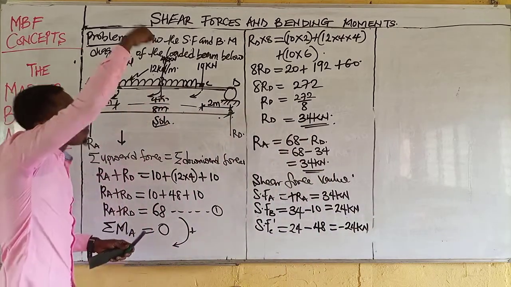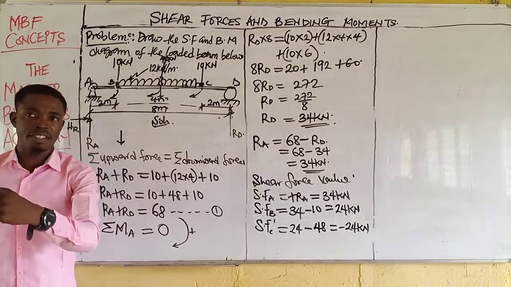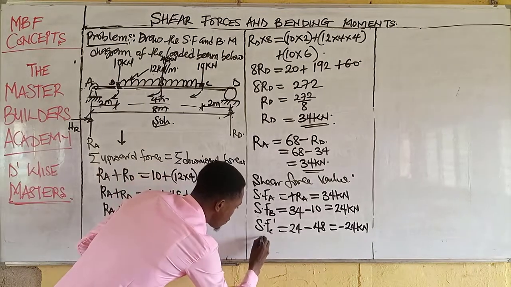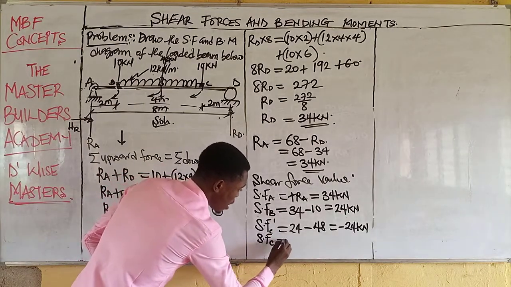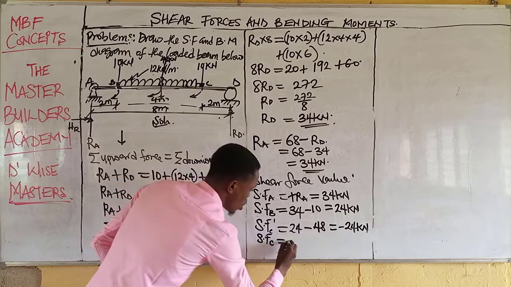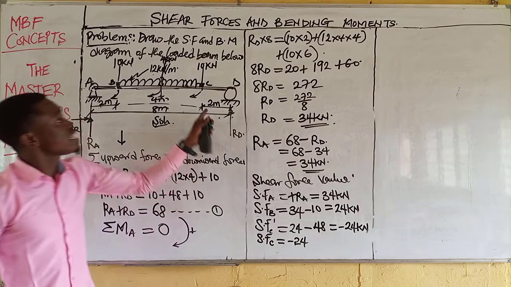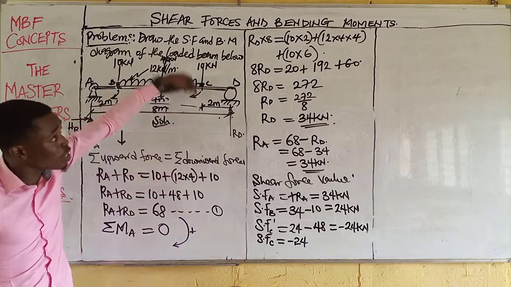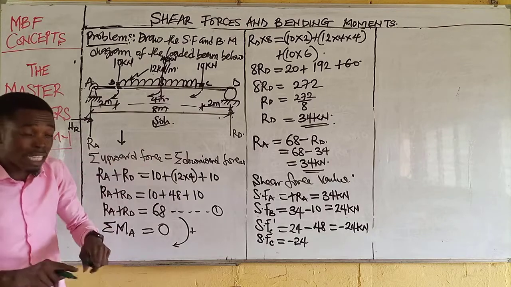Now, we will come to point C proper because there is a load still acting at point C. Therefore, we have shear force at C, this is without prime. The existing load is minus 24. Now, what is the reaction at C? The load at C is 10, and it's acting downward, so we are going to take it as negative.